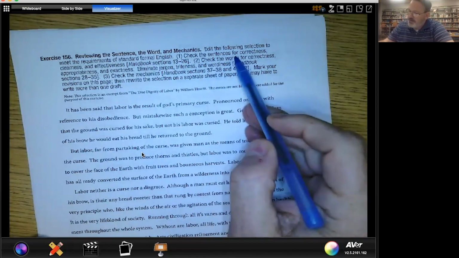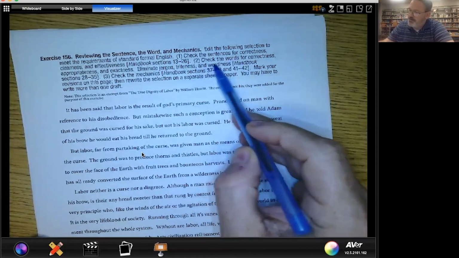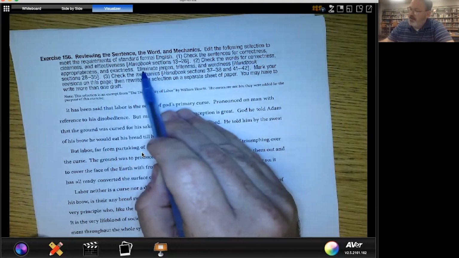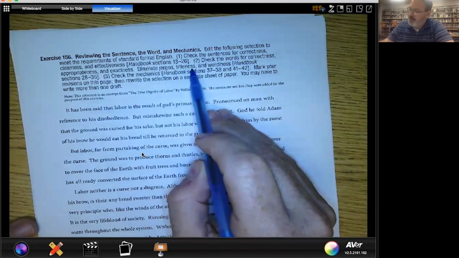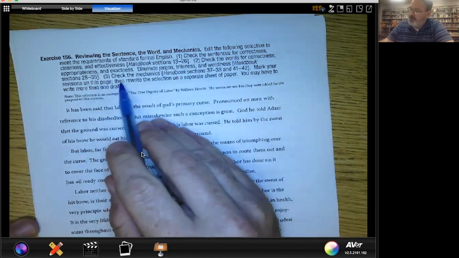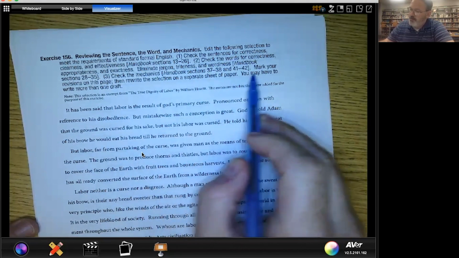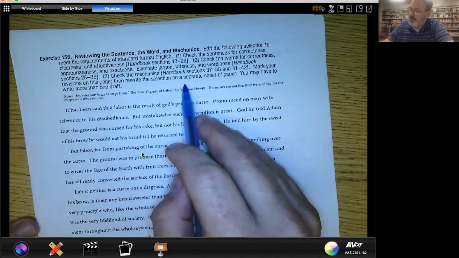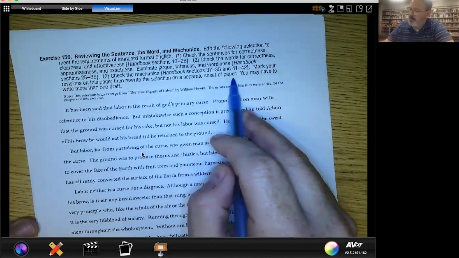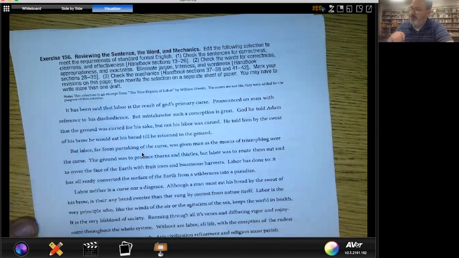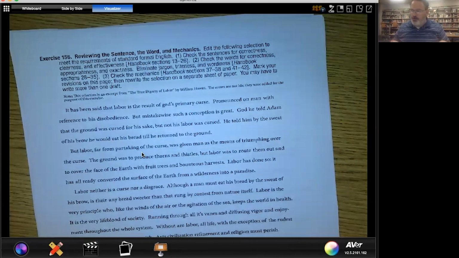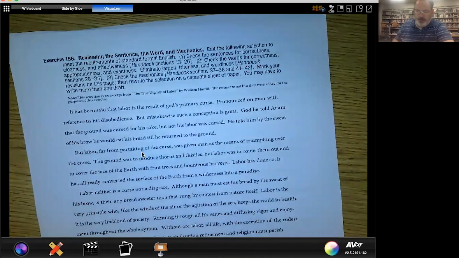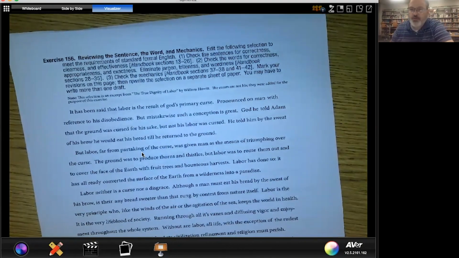First, check the sentences for correctness, clearness, and effectiveness. Number two, check the words for correctness, appropriateness, and exactness. Eliminate jargon and triteness, and then wordiness as well. Check the mechanics. Mark your revisions on this page and rewrite the selection on a separate sheet of paper. You may have to write more than one draft. I'm going to correct all of that here and give you ideas of what words should have been used when you rewrote it, okay?